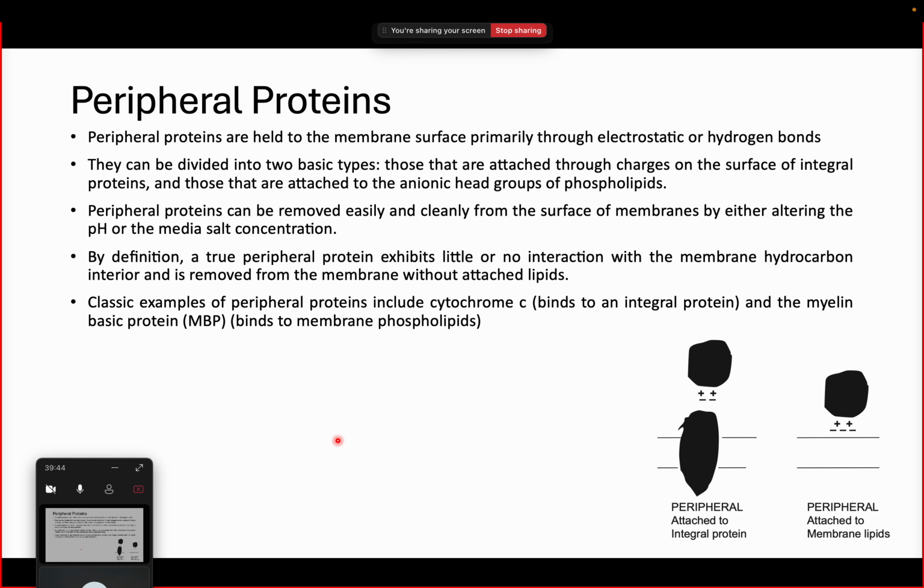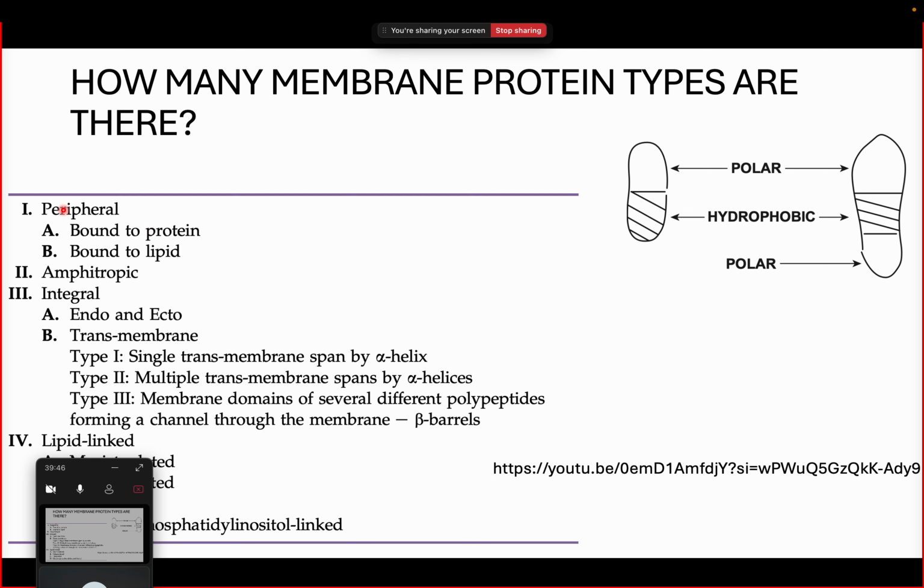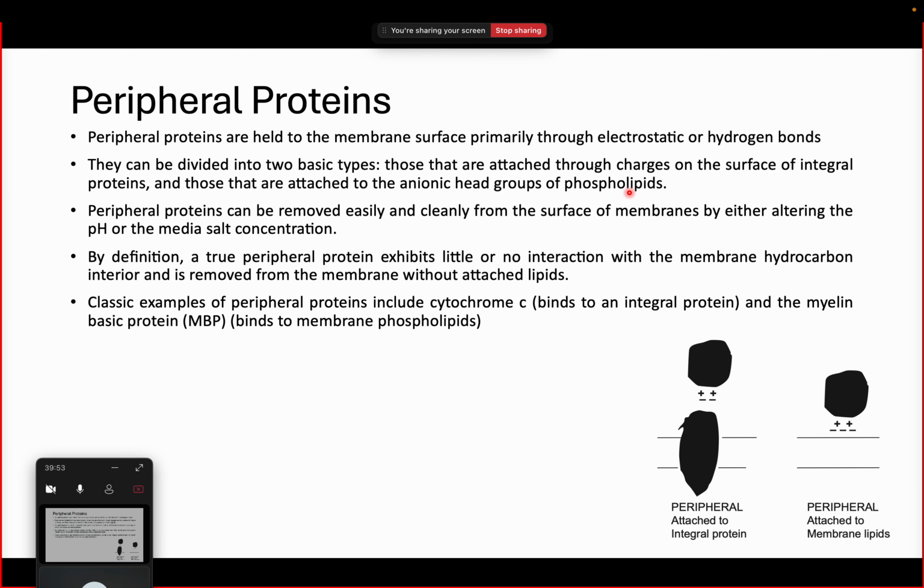So the first type of protein based upon this classification is the peripheral type of protein. As I mentioned, this cartoon representation actually represents the peripheral type of protein. So what are peripheral proteins? Peripheral proteins are held to the membrane surface primarily through electrostatic or hydrogen bonds. They can be divided into two basic types: those that are attached through charges on the surface of integral protein, and those that are attached to the anionic head group of phospholipids.